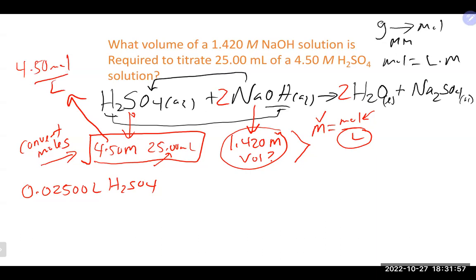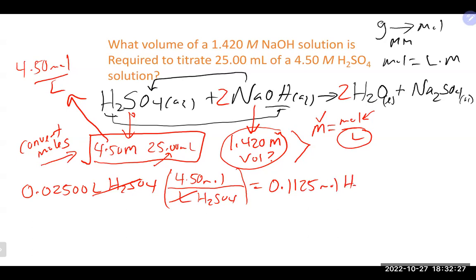So I'm going to use both units there so I can see it. That means I'm going to multiply these two like we did earlier: 4.5 moles per liter of H2SO4. That is going to cancel out the liters of H2SO4, and that's going to get us the moles of it, which in this case is 0.1125 moles of H2SO4. Any questions so far? So it's really like a basic stoichiometry problem: balance the equation, convert to moles.